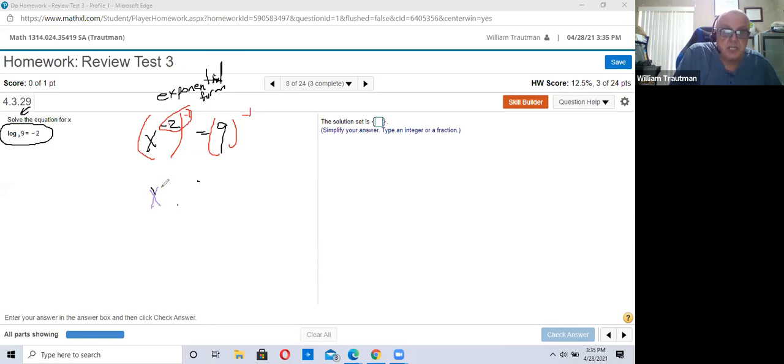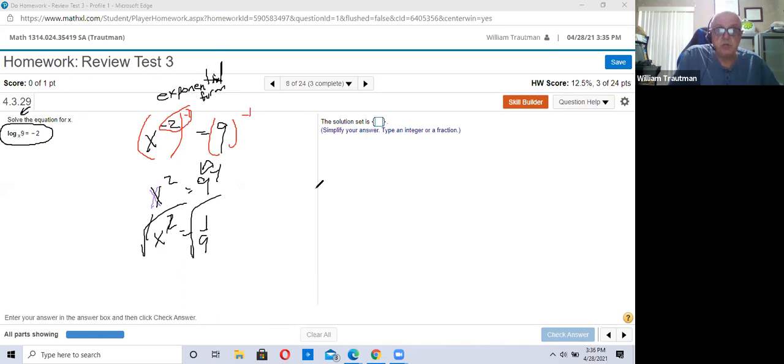So this becomes x to the positive 2 power. Here, I just end up with 9 to the negative 1. I'm going to rewrite that x squared equals 1 over 9. The negative flips the 9. 1 power just means don't change it. And then the last thing we need to do is square root both sides.